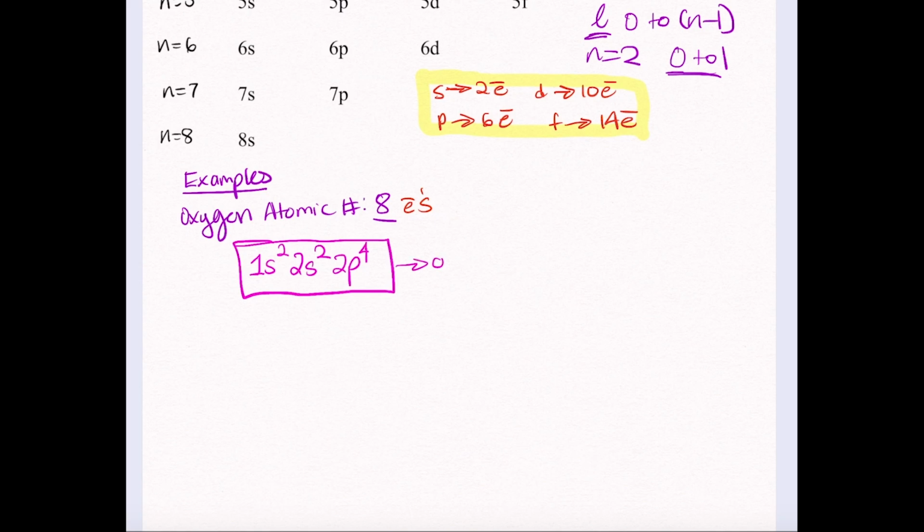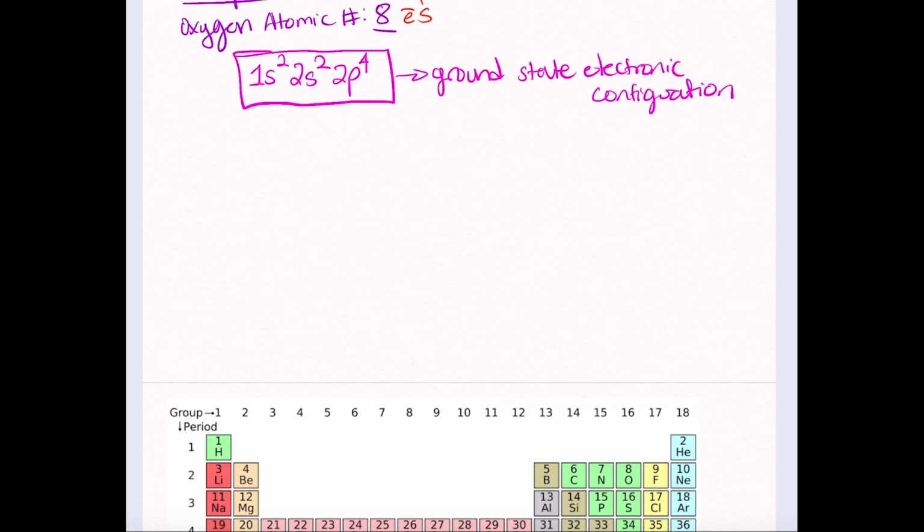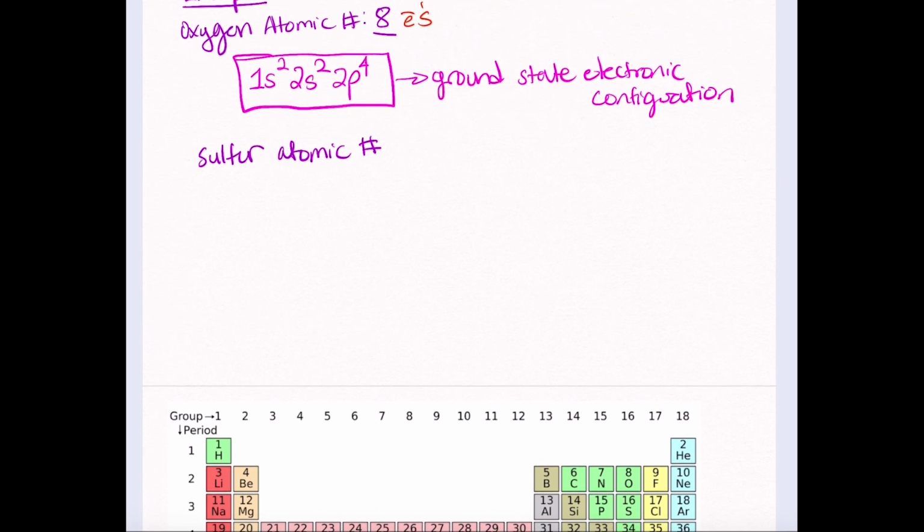So let me just write that here. Ground state electronic configuration. I can't fit that whole word, so I'll just write this. All right, so another example that I will do is sulfur, which has an atomic number of, as you can see, 16. So it can hold up to 16 electrons.